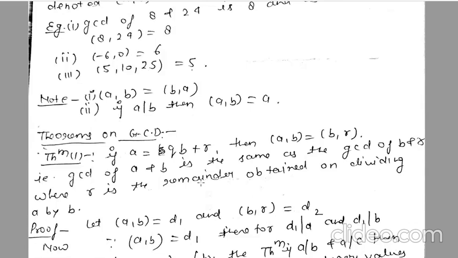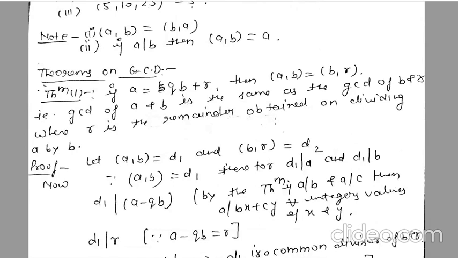Right, there is a note here that GCD of (A, B) is equal to GCD of (B, A). That means if GCD of 8 and 24 is 8, then the GCD of 24 and 8 will also be 8. So both are equal. If A divides B, then GCD of (A, B) is equal to A. So suppose 8 and 24. 8 divides 24, that means GCD will be 8, right?